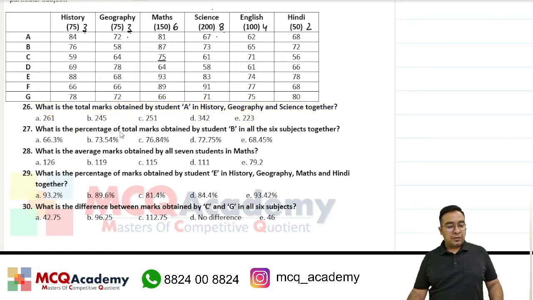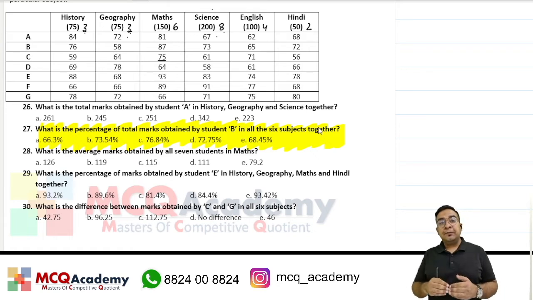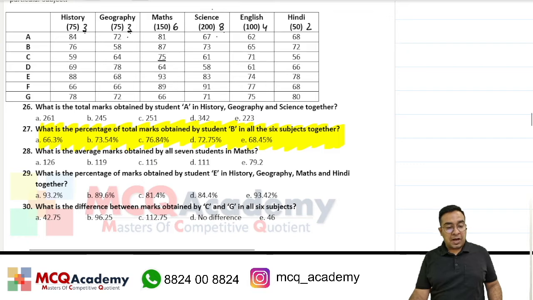Question number 27. What is the percentage of total marks obtained by student B in all the 6 subjects together? Total percentage. अब सोचिए, अगर हम इसे weighted mean से solve ना करें तो क्या होगा. So for that, आप सबसे पहले calculate करेंगे इनके individual marks for B. तो 76% of 75, 58% of 75, 87% of 150, 73% of 200, 65% of 100 and 72% of 50.